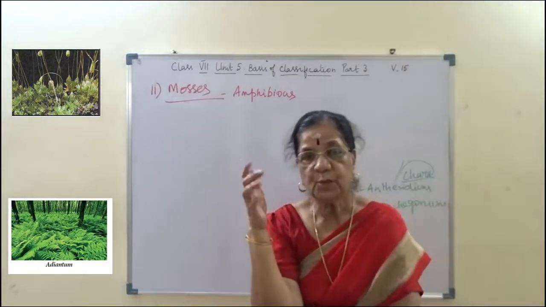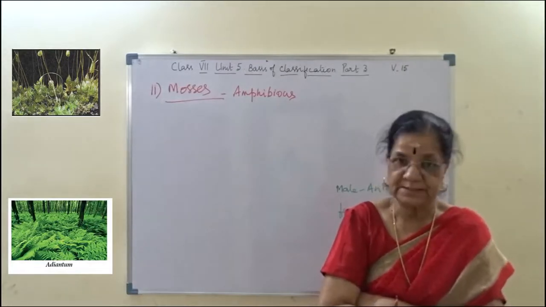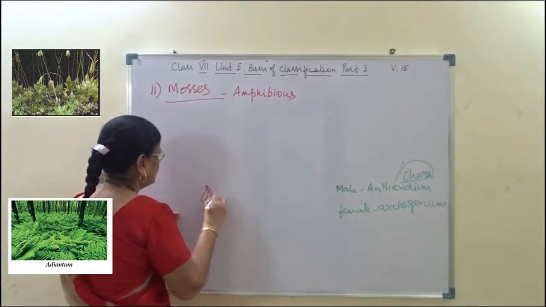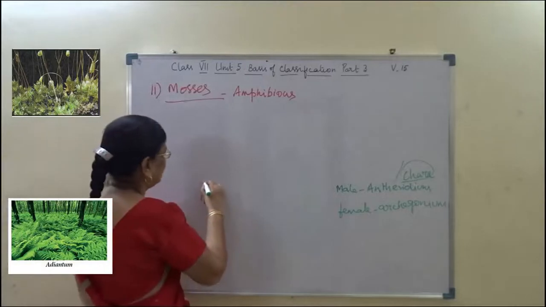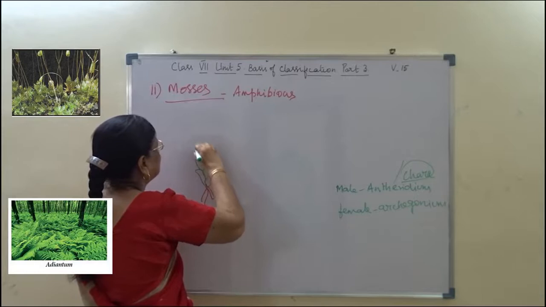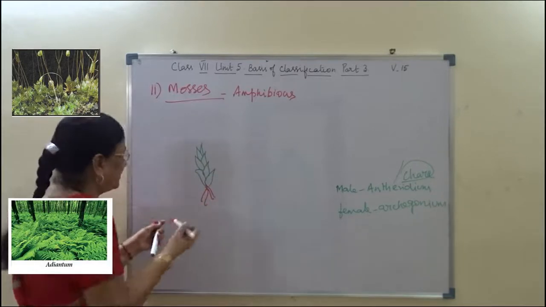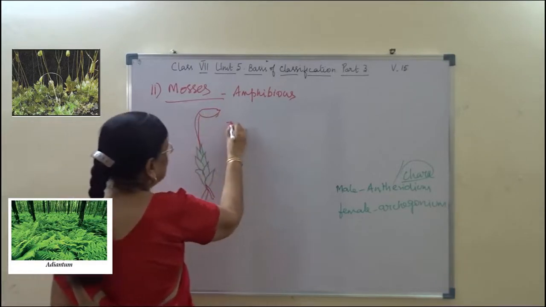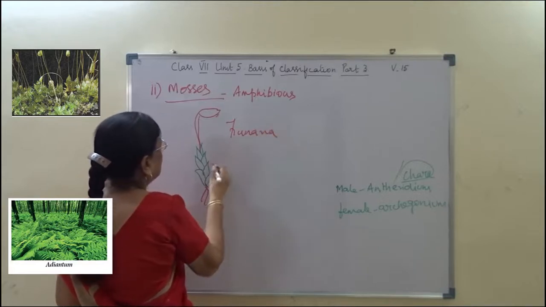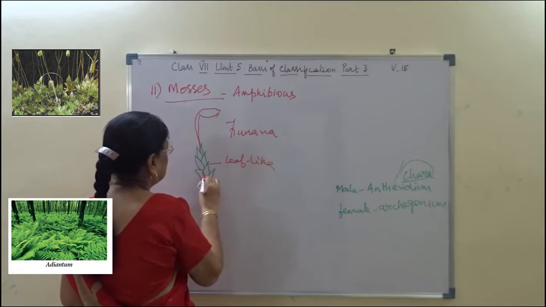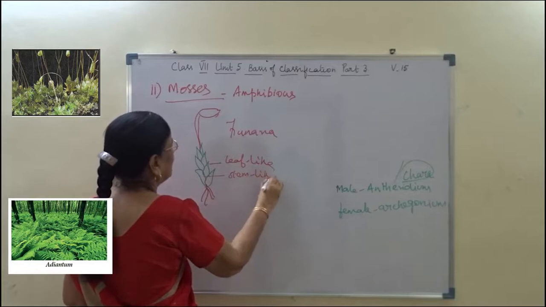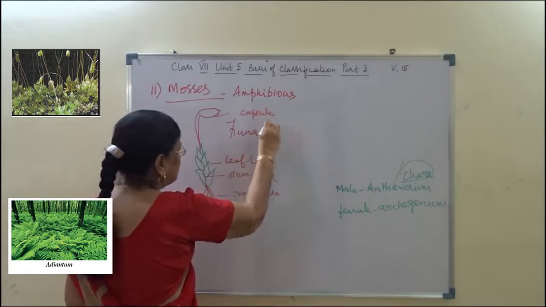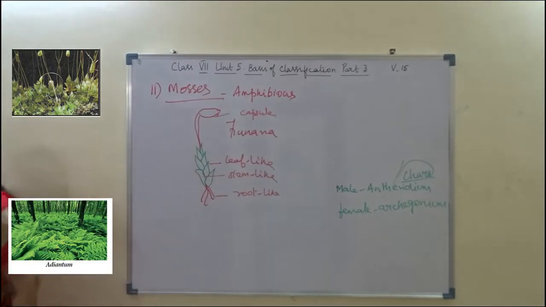Here, in the lower group of mosses, a thallus-like plant body is present. But as the mosses advance, root-like, stem-like and leaf-like structures will be present. There is no true root, stem and leaf. It is a root-like, stem-like and leaf-like structure. Example, Funaria. இது வந்து leaf like. The center portion is stem-like. இது வந்து root like. This is called the capsule, a reproductive structure.